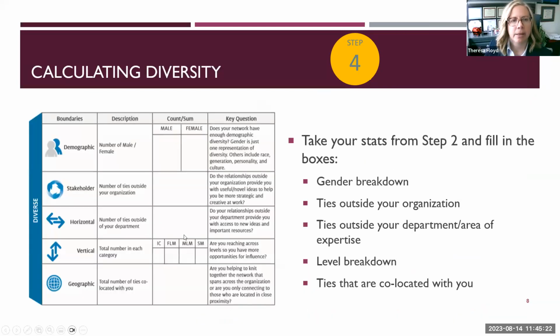Okay. Next, you're going to take the stats from step 2 that you calculated at the bottom of step 2 and just enter them here. So you'll enter the breakdown in genders. Please feel free to add other options as necessary. You'll break down the number of people that are outside your organization, outside your department or area of expertise, and what level the people in your network occupy and what ties are in the same location as you.